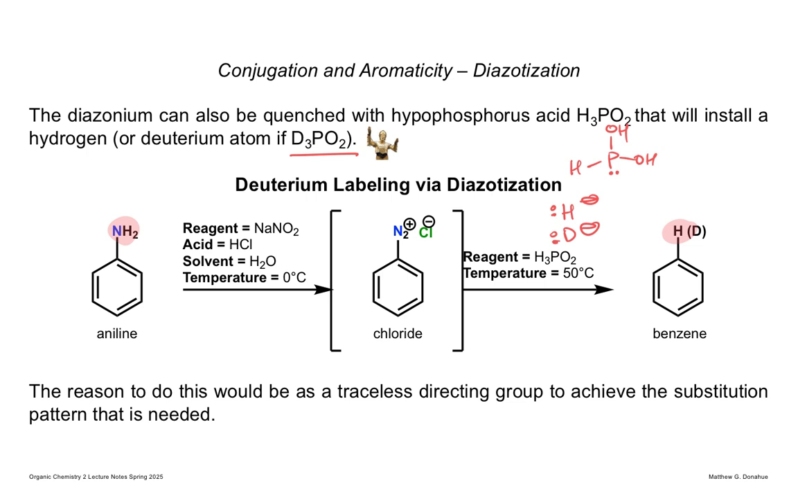Any questions? Yeah. What is the reason why you put the deuterium in the bracket? Oh, it's just that it can be H or D, either one. It depends on what reagent we're using, if you're just using the regular H3PO2 or the D3PO2.